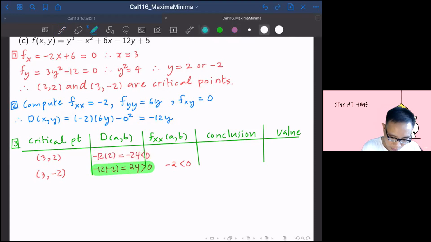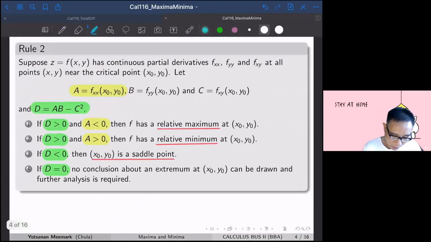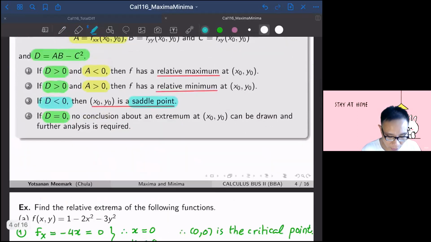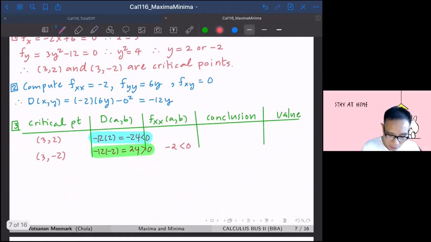So let me highlight it with another color. In this case, if D is negative, it turns out to be a saddle point. So you don't need fxx; you can conclude that this one gives you a saddle point automatically.